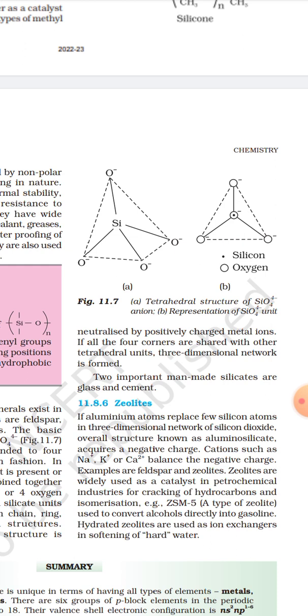Zeolites are widely used as catalysts in the petrochemical industries for cracking of hydrocarbons and isomerization. Example: ZSM-5, a type of zeolite used to convert alcohol directly into gasoline. Hydrated zeolites are used in ion exchange for softening of hard water.